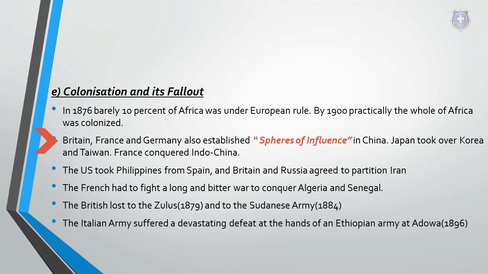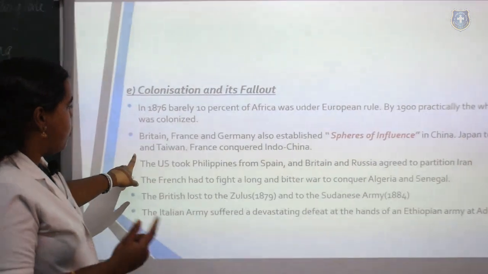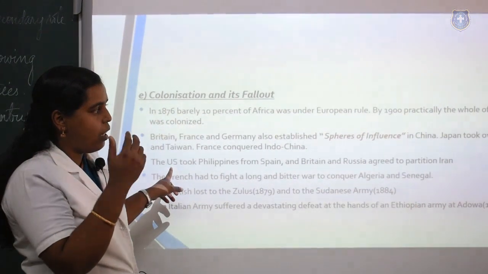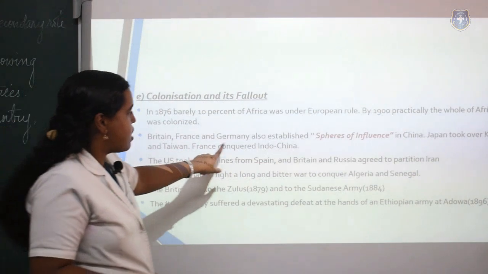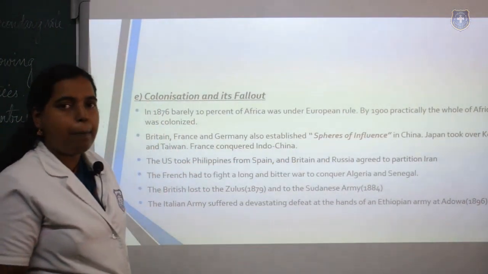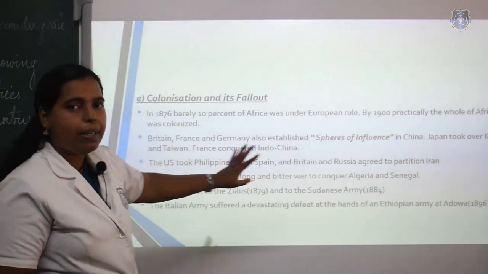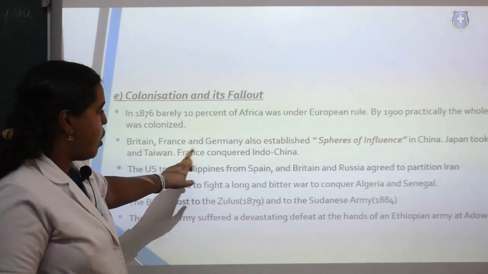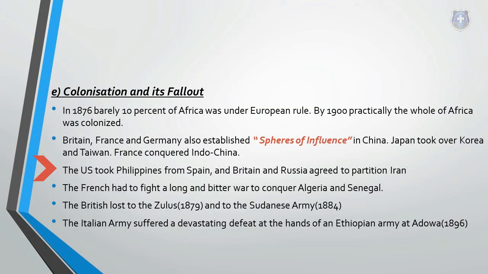So Britain, France, Germany also came under the title called spheres of influence, and they also started creating their agreements, and they started their influence in Japan. So Japan, what it is doing is, Japan is having China, but side by side it is annexing Korea and Taiwan also. So France conquered Indochina, and France later completely took control there, because Japan's attention was completely on Korea and Taiwan. So France took Indochina, and the US took the Philippines.